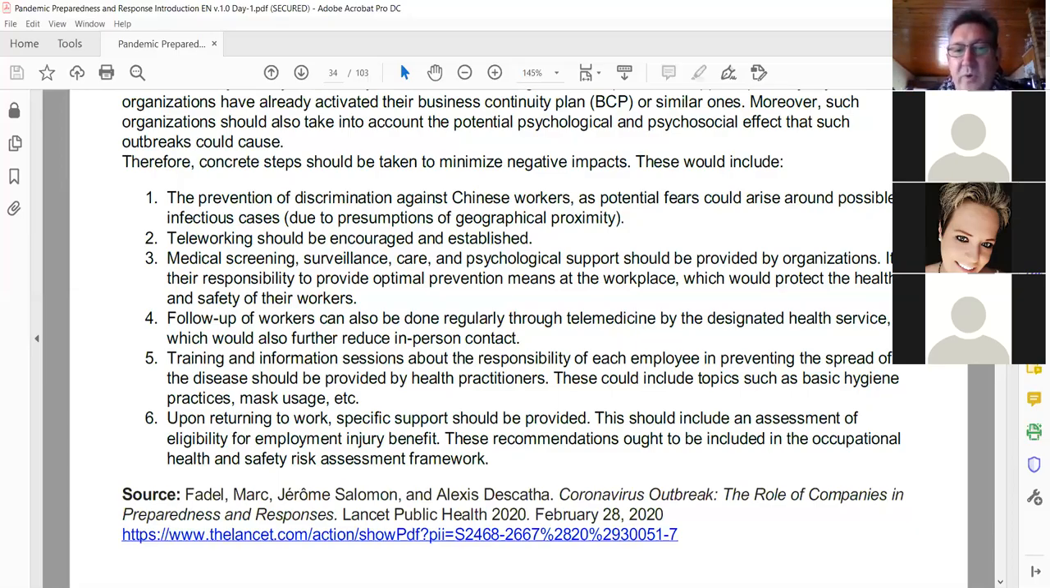Follow-up of workers can also be done regularly through telemedicine by the designated health services, which would also further reduce in-person contact. That's beautiful. Telemedicine. We haven't done that as yet here. Training and information sessions about the responsibility of each employee in preventing the spread of the disease should be provided by health practitioners. This could include topics such as basic hygiene practices, mask usage, etc.